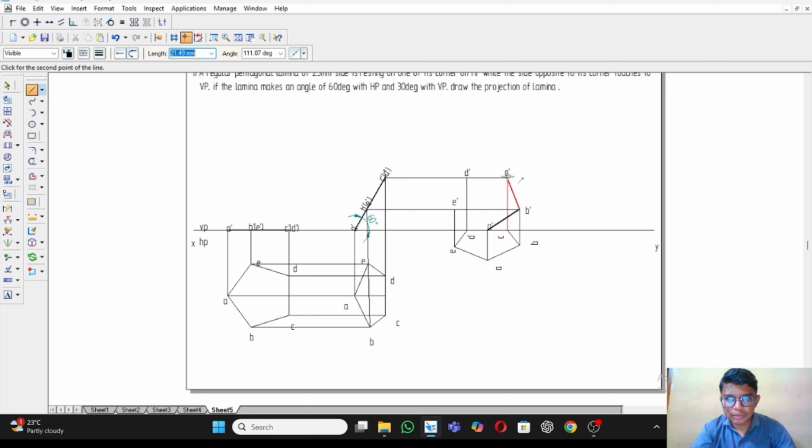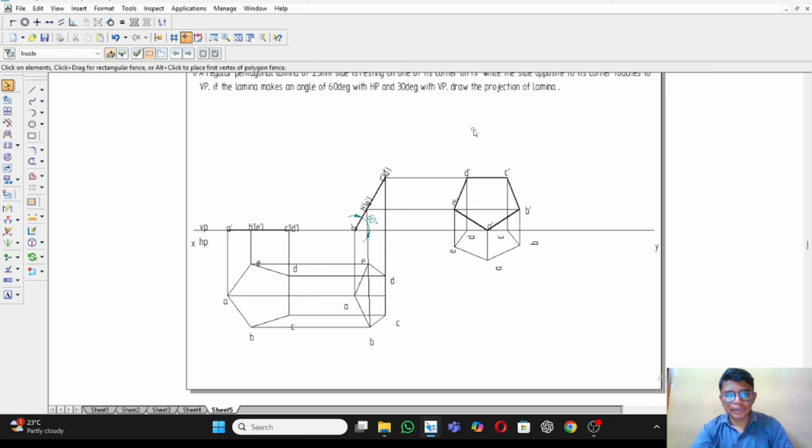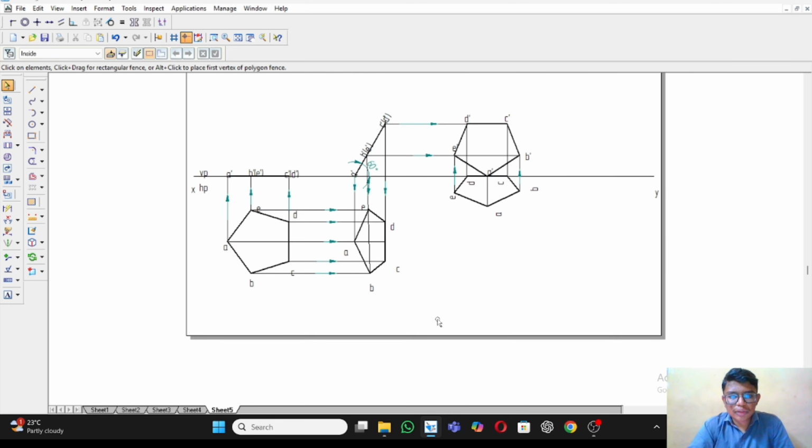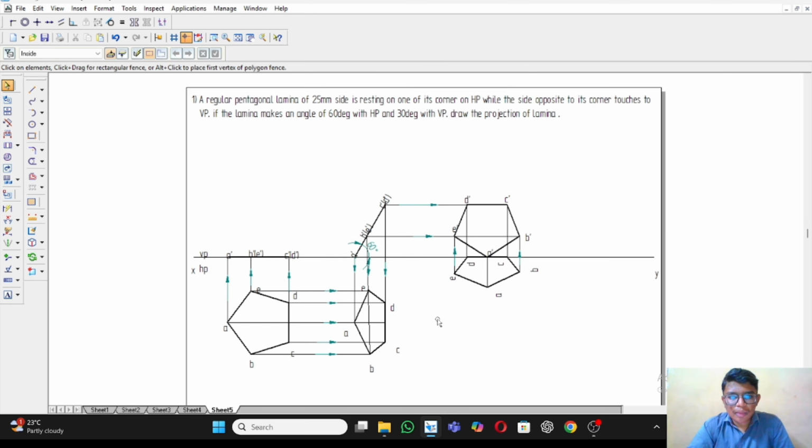A dash to B dash. B dash to C dash. C dash to D dash. D dash to E dash. This part. This completes the projections. Now we have to make all these lines visible. This completes our three projections.